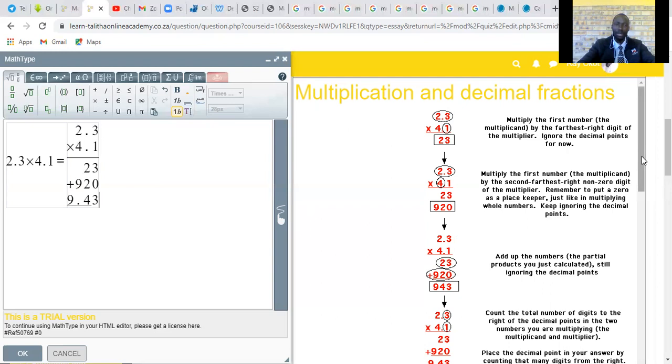And so therefore, in conclusion, we say the product of 2.3 and 4.1, okay, this will then give us, write it finally as 9.43. Okay, so yes, this is how we do the calculation.